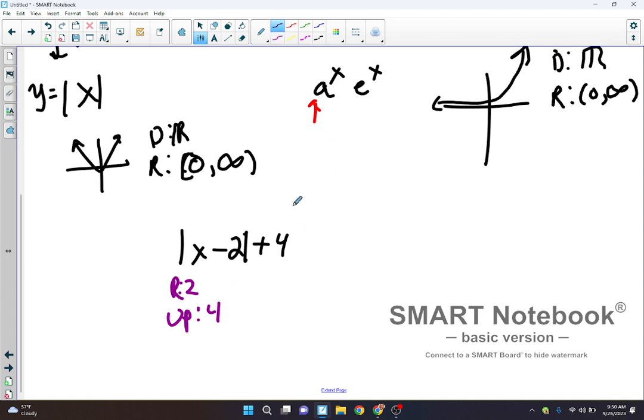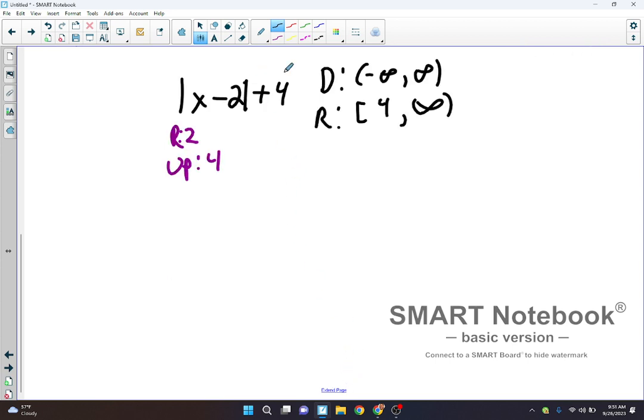Now, if I just talk about the domain and range, the domain is still negative infinity to infinity, so nothing has changed. But the range in this case, it went up 4. So now I'm going to have a hard bracket starting at what number? 4. 4, good, because I start at 4. So 4 comma infinity. The normal one starts at 0. You're just moving up 4. So you're physically moving it up 4.